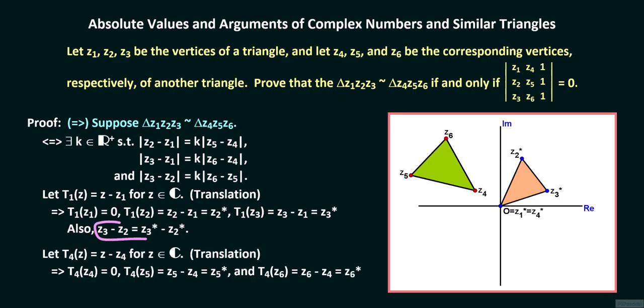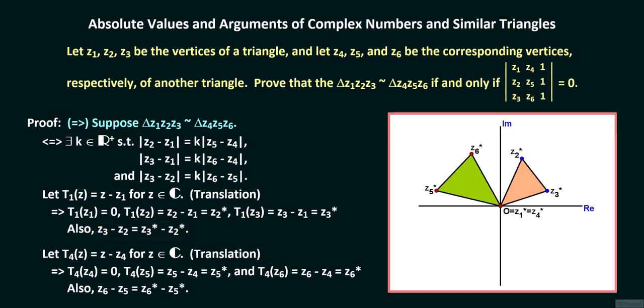And just as Z3 minus Z2 is equal to Z3 star minus Z2 star, Z6 minus Z5 is equal to Z6 star minus Z5 star. So T sub 4 translates triangle Z4, Z5, Z6 onto triangle Z4 star, Z5 star, Z6 star. And so the proportionality equations are equivalent to these equations.